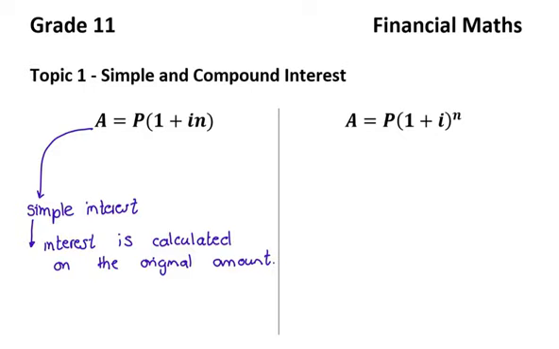So just a note again, interest is calculated on the original amount. If it's calculated on the original amount the whole time, the original amount never changes. So what this means is your interest is the same every time. It remains constant. If it was an annual interest, then every year you would earn the same amount of interest, or you'd have to pay the same amount of interest.